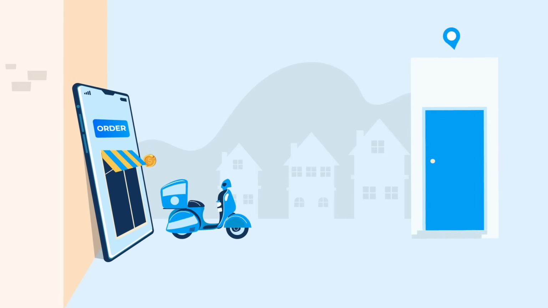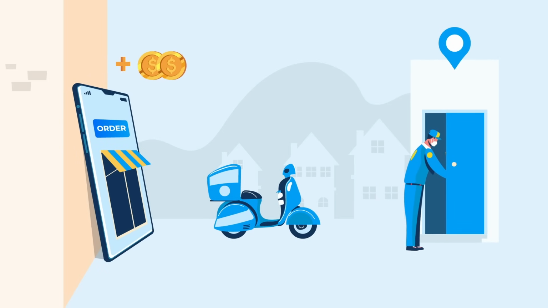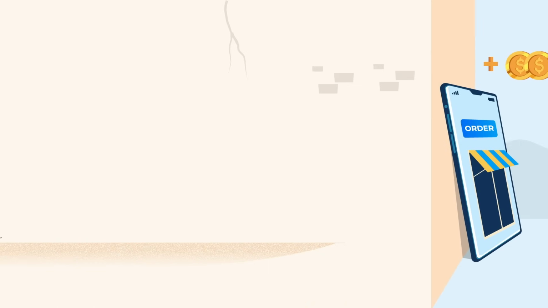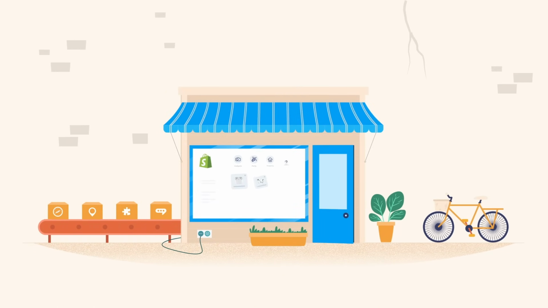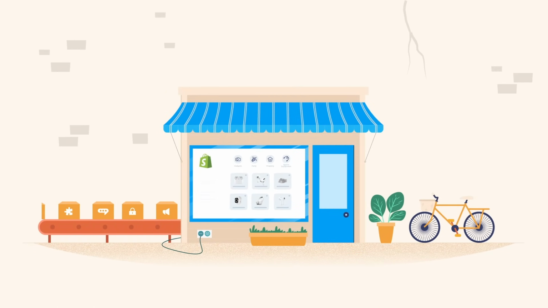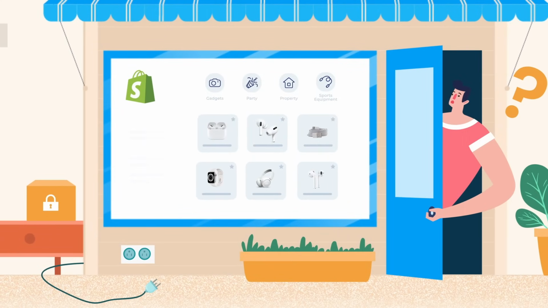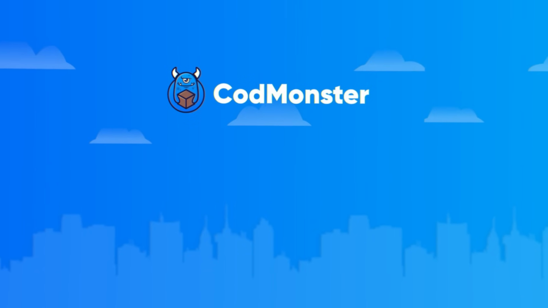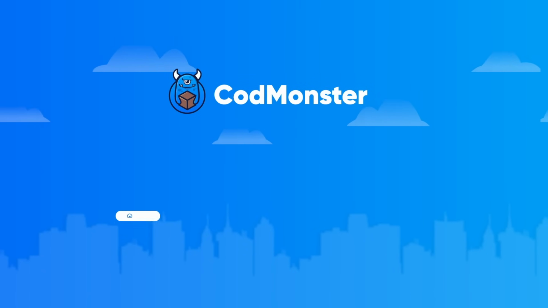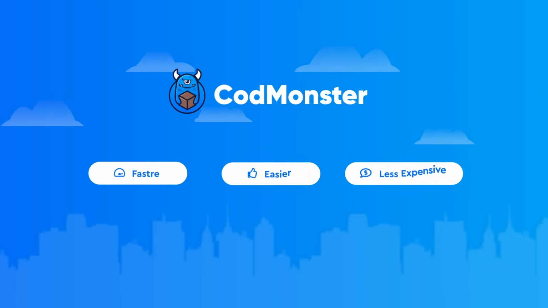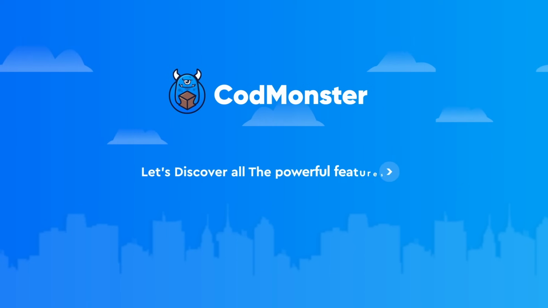Order, deliver, get paid. Cash on delivery sounds simple enough, until it's not, especially on Shopify when you need to install more than 10 apps just to build your cash on delivery store and system. But what if you could change that? Boom! CodMonster will make your cash on delivery business faster, easier, and less expensive. Let's discover all the powerful features.